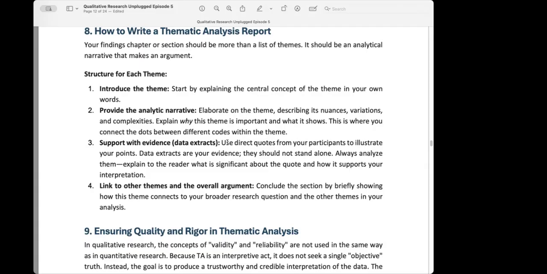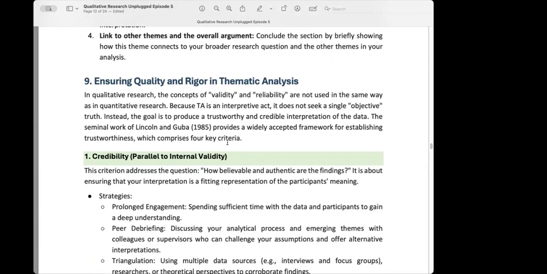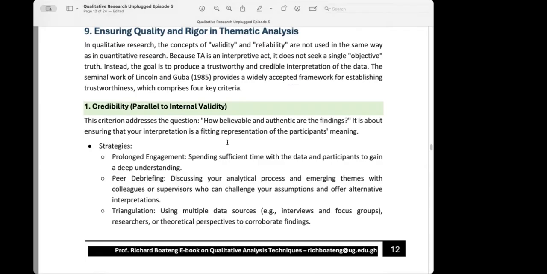Now, shifting gears slightly, but still on the topic of rigor. In qualitative research, we know we approach concepts like validity and reliability quite differently than in quantitative studies, right? Thematic analysis, as you've stressed, is inherently an interpretive act. It doesn't seek a single objective truth in the way a positivist study might aim for. So how do we ensure the trustworthiness and credibility of our interpretations? Especially for you, the doctoral students from the University of Ghana Business School, undertaking Advanced Qualitative Research Methods, this is absolutely paramount for your thesis, where the rigor of your work will be constantly scrutinized by examiners.